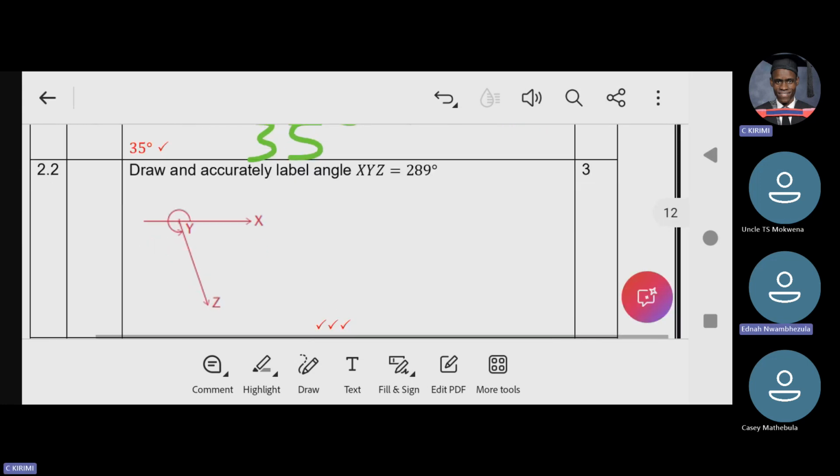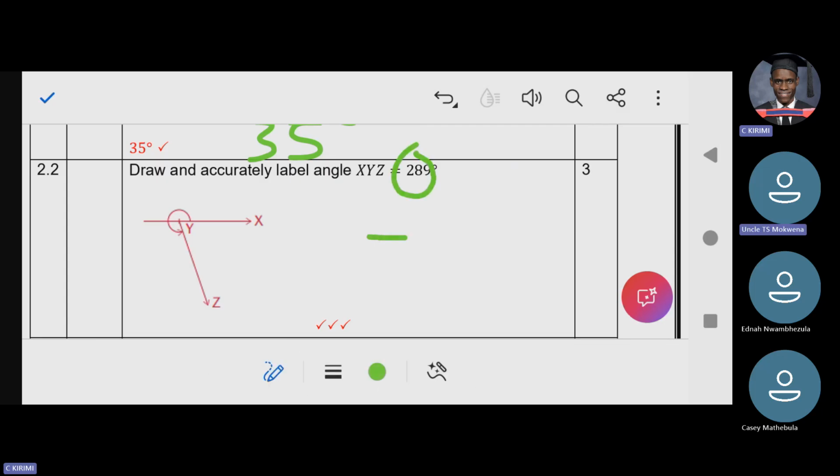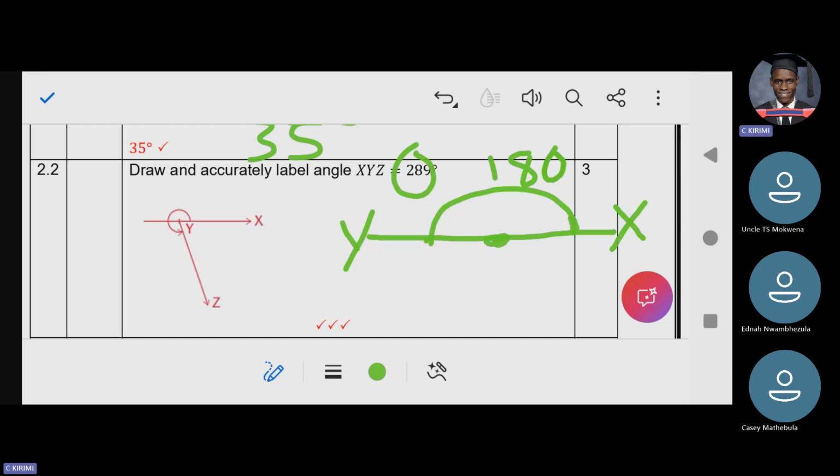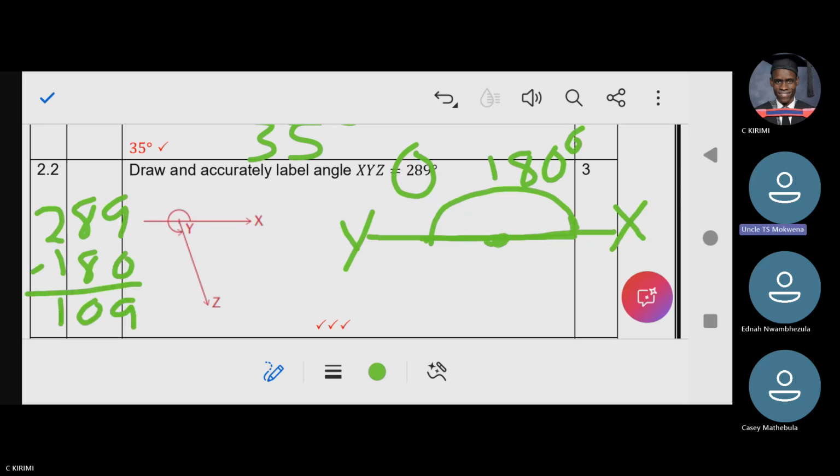This is a reflex angle, and I told you how to draw a reflex. First, you draw 180 degrees. This is 180. So which means from X to Y, 180 degrees. It's a straight line. So how many degrees should I add to 180 to make it 289? How many degrees should I add from this line? 289 minus what? 180. So I must add 109. So which means you are going to measure from this straight line.